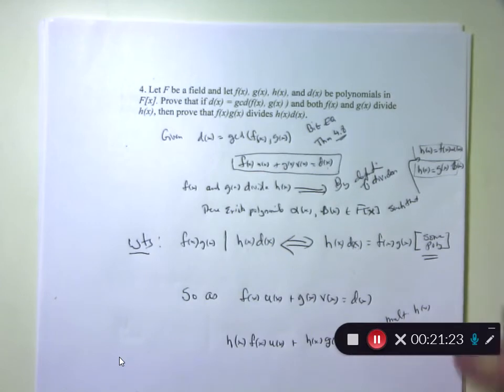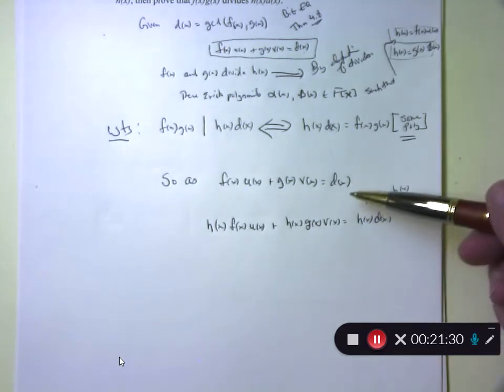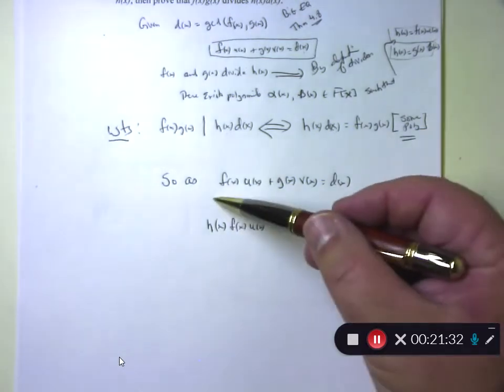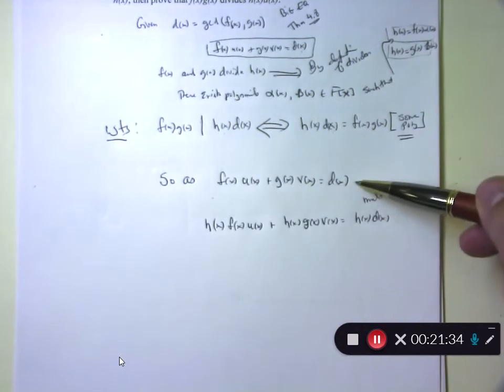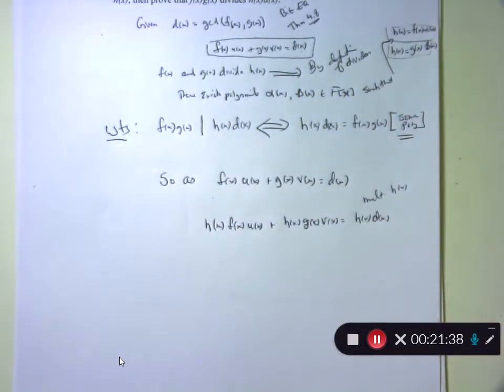Now remember, on your actual proof, you don't get to skip steps. You got to tell me by multiplying by h of x on both sides, you got h of x times this is equal to h of x times d of x. By distribution, you end up getting this. So I'm skipping some steps here because that's your job to catch the steps in between this stuff.